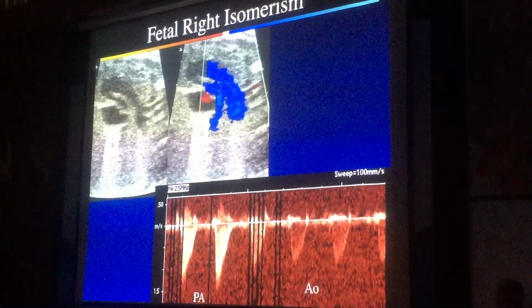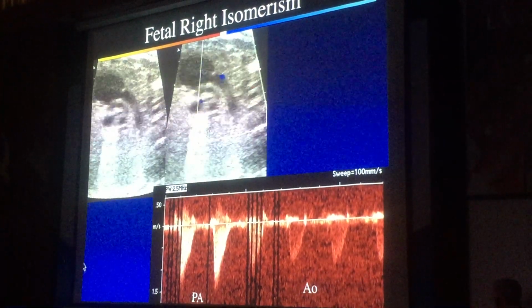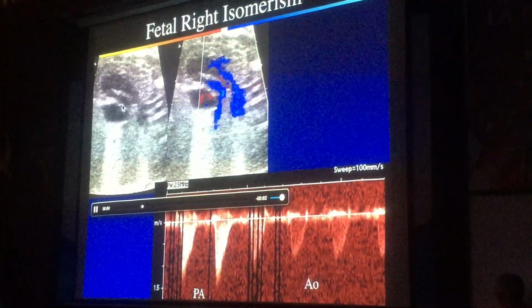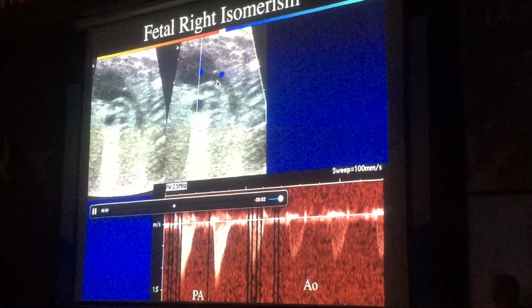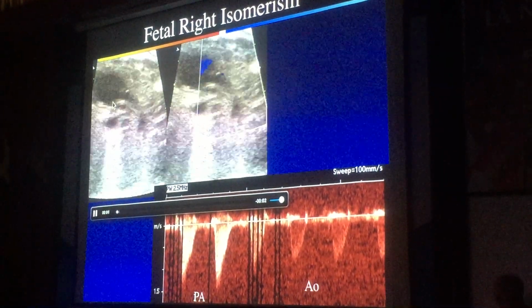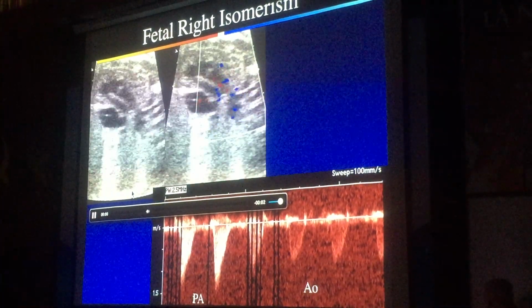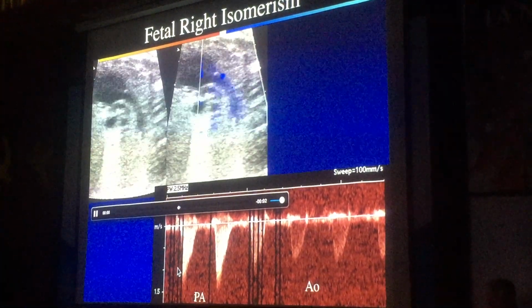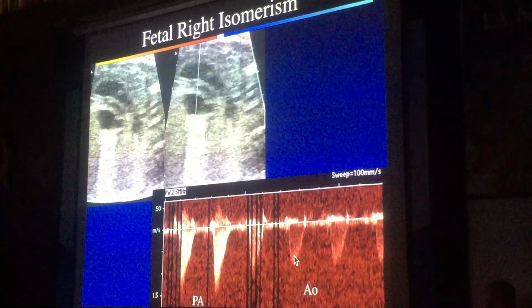Here's an example of transposition with pulmonary stenosis. Look, the size of the pulmonary artery is much smaller than the aorta, and you can see this acceleration which is occurring because the blood is forced at a higher velocity into the pulmonary artery than it is to the aorta.